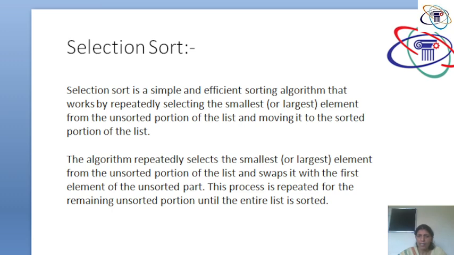The algorithm repeatedly selects the smallest or largest element from the unsorted portion of the list and swaps it with the first element of the unsorted part. This process is repeated for the remaining unsorted portion until the entire list is sorted. Means we are repeating the same process again until we traverse the whole list. If we have to arrange the list in ascending order, then we will find the smallest element and arrange it at the first position. If we have to sort the list in descending order, then we will find the largest element and place it at the first position.